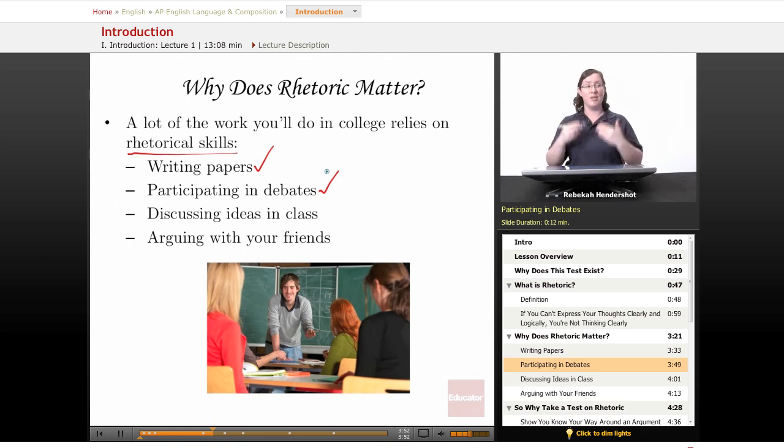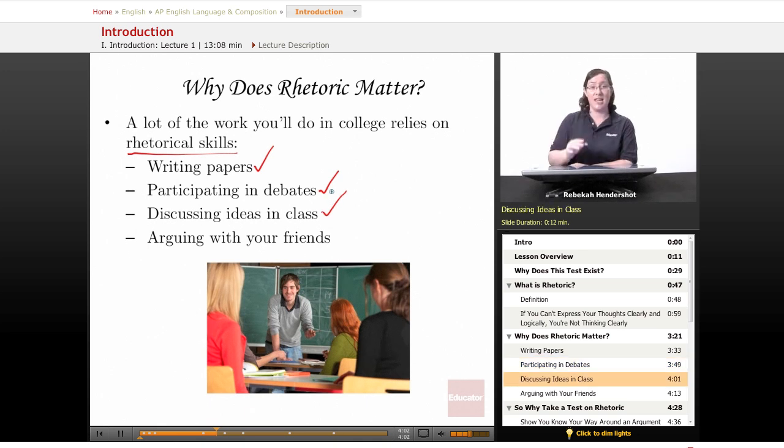Very often, a midterm or final project will require you to get up and give a speech supporting or refuting a particular position. Many classes will be largely discussion. You'll have to discuss ideas in class. And again, if you have strong rhetorical skills, if you know how to build an argument, you're much more likely to succeed, get good grades, and actually learn something from those classes.